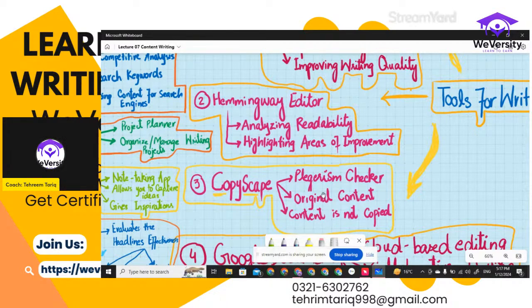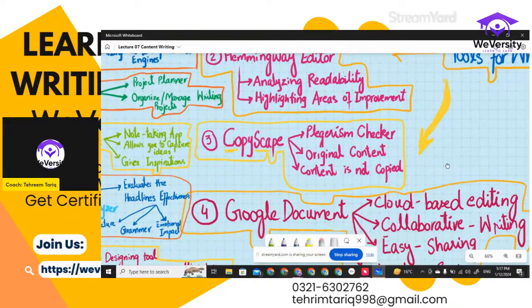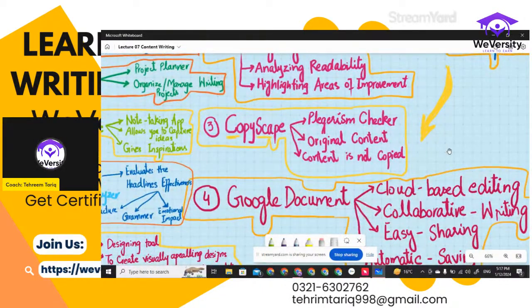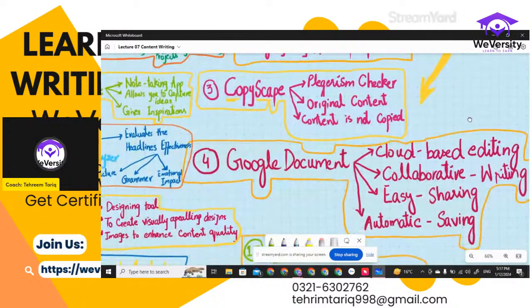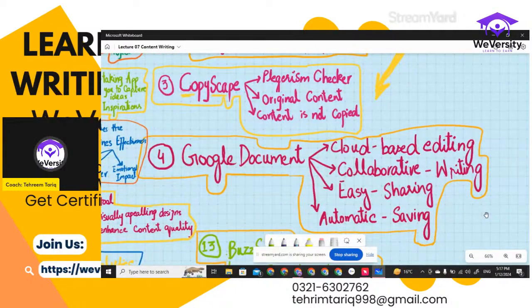If we talk a little more about Copyscape, Copyscape is basically a kind of software that determines that your content is original and you have not copied it from anywhere else. And some of the clients are using Copyscape nowadays, but the most authentic one in order to check plagiarism is Turnitin.